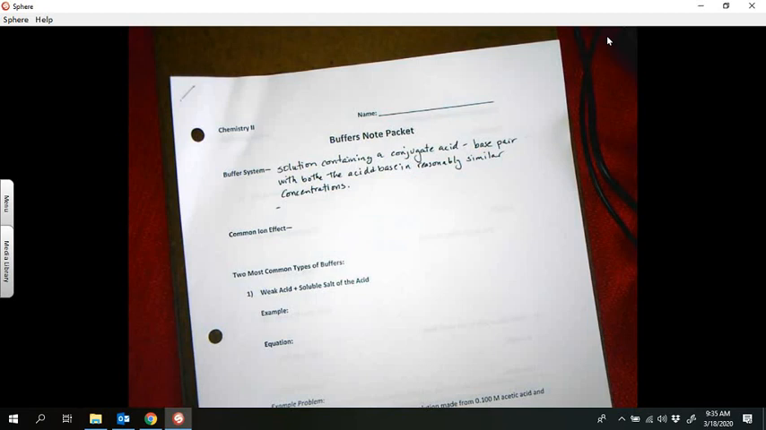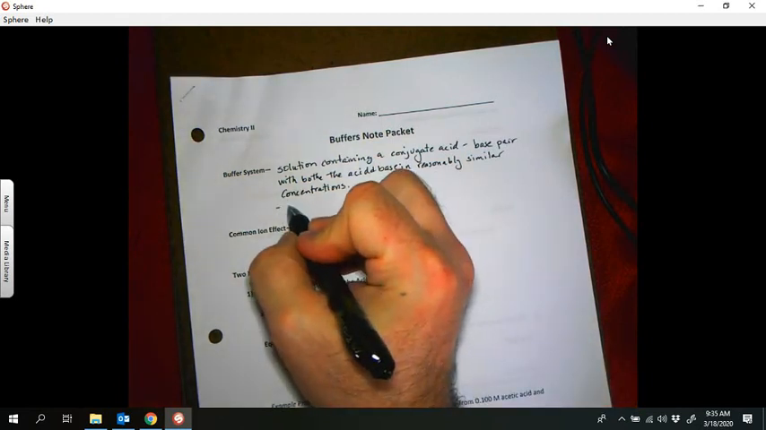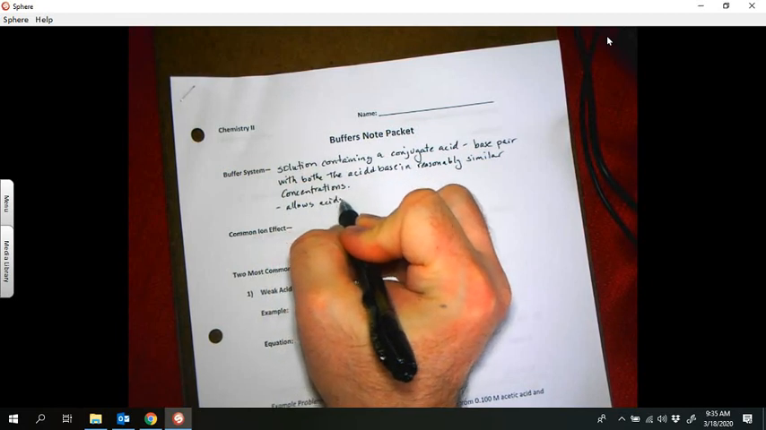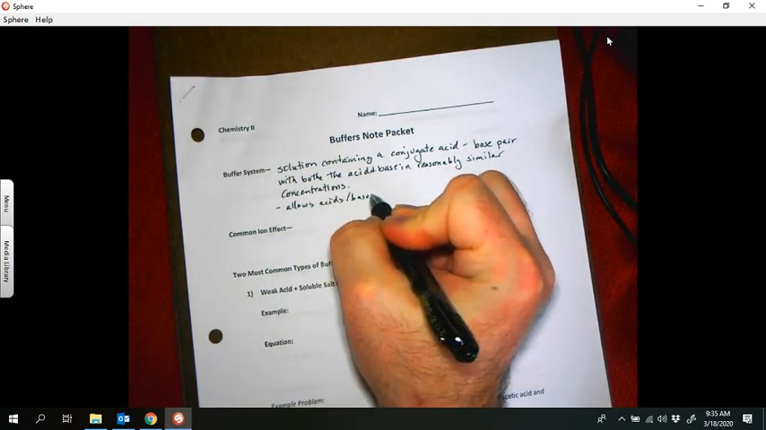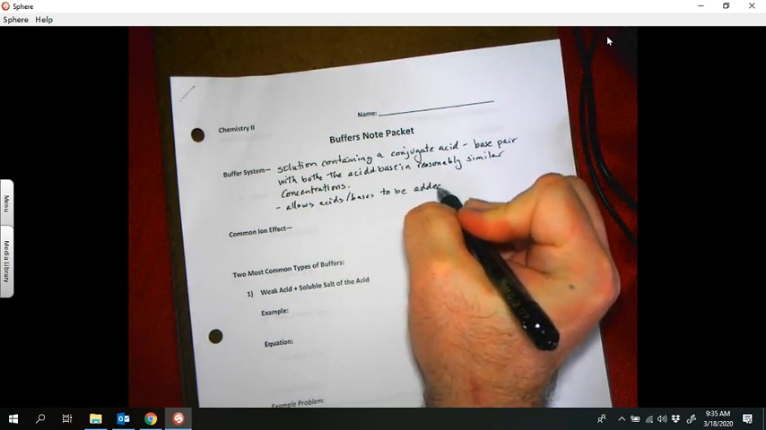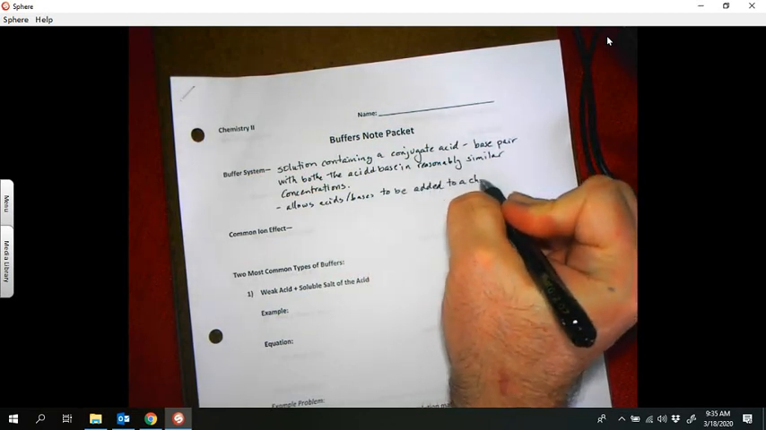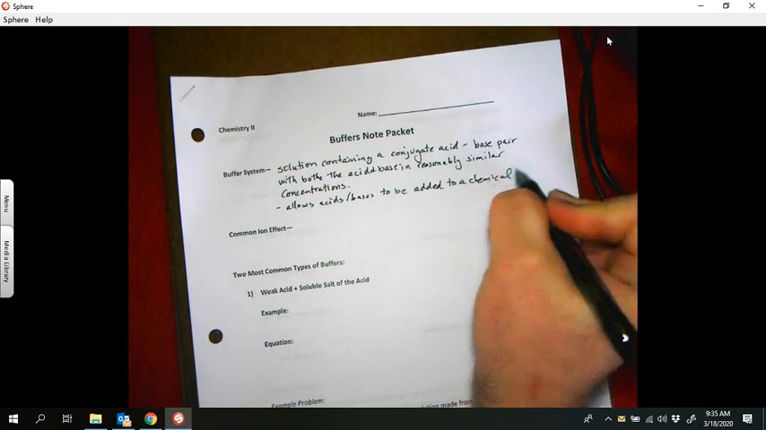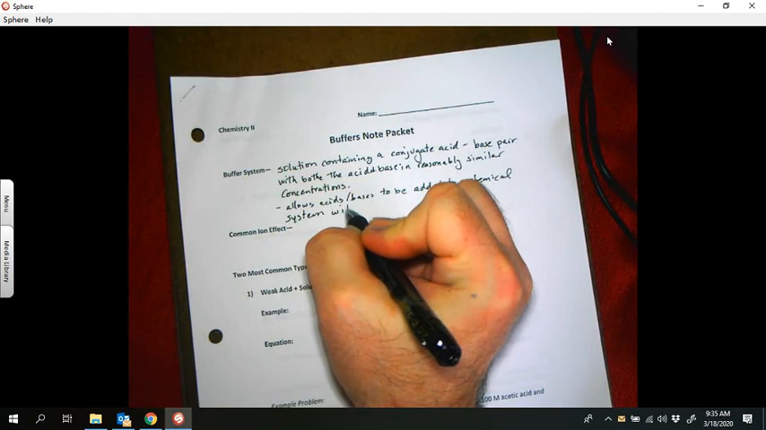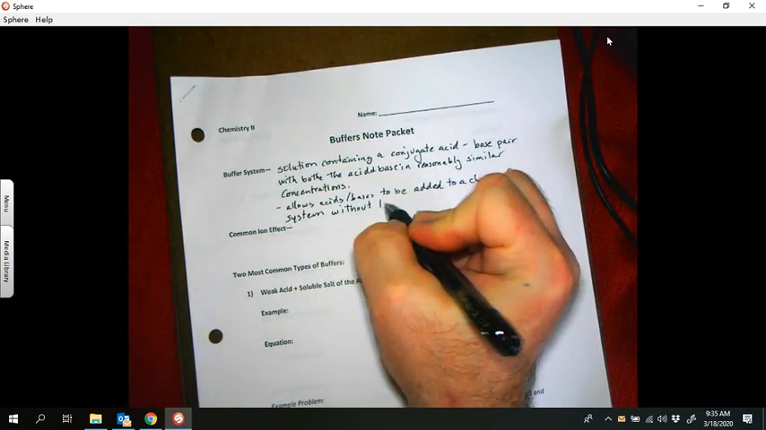And these are pretty common, especially in our bodies. Our blood is a buffer system. And the reason they're important is a buffer system allows acids or bases to be added to a chemical system without large changes in pH.